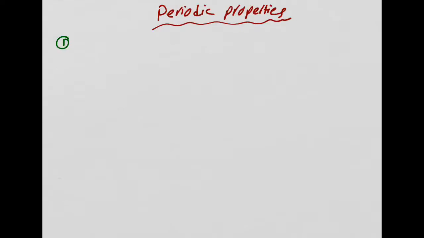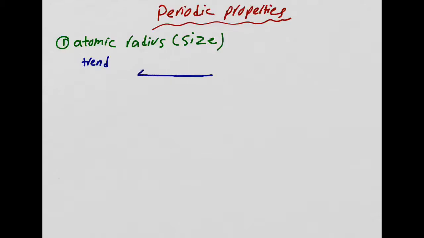The first periodic property we're going to go over is atomic radius. Atomic radius, we're talking about the size. Now, in this part of the class, we're going to talk about a lot of trends. The trend for atomic radius, or for the size, is as you go from right to left, they're going to increase. And as you go down the periodic table, they're also going to increase.